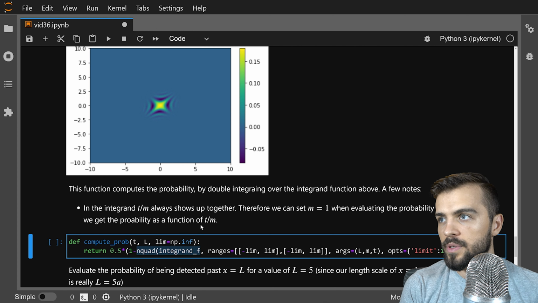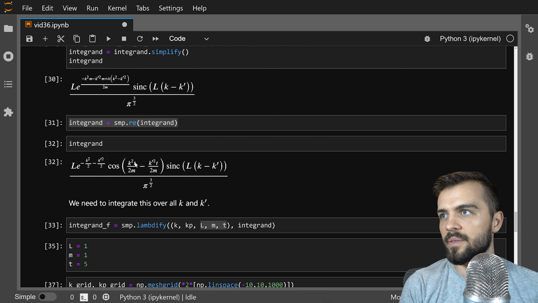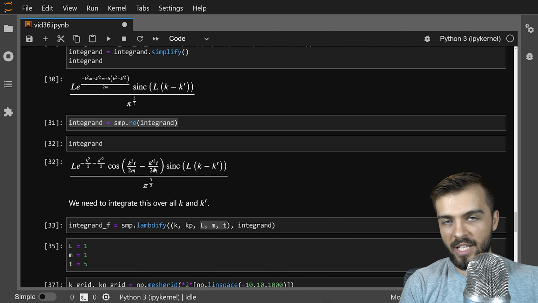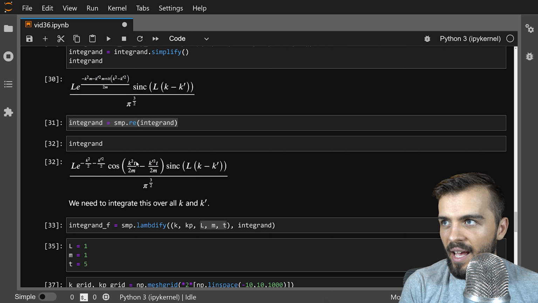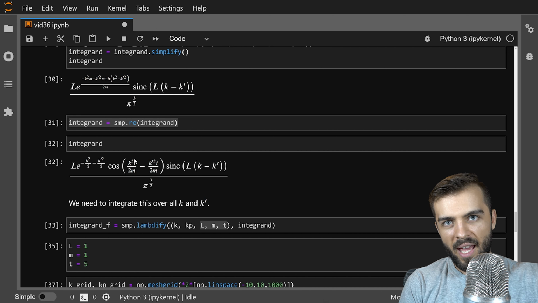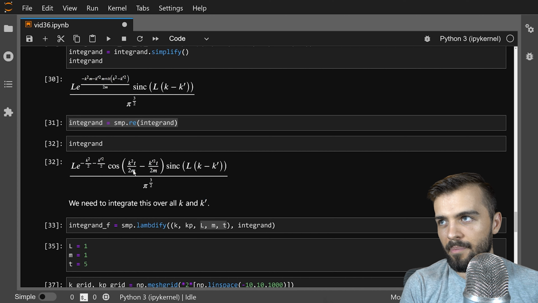A few things to note. You'll note that in the integrand above, t divided by m always shows up together. So if you look here, t over m always shows up. There's never t or m separate. So what I can do is set m equal to 1, and then I can put in different values of t. So for example, t equals 2. And then what I'm looking at really is this integrand as a function of time divided by mass.